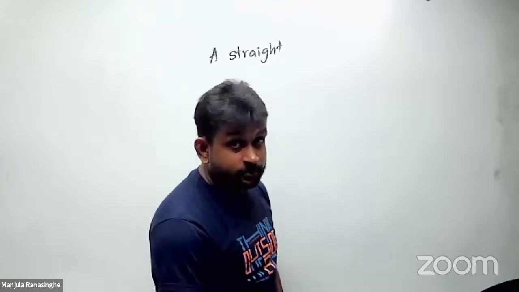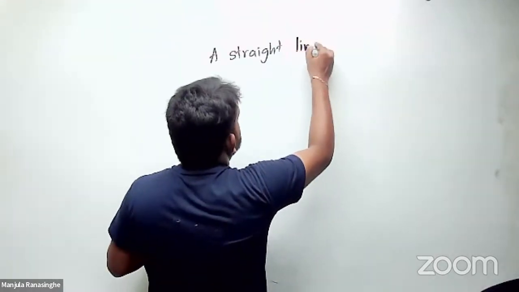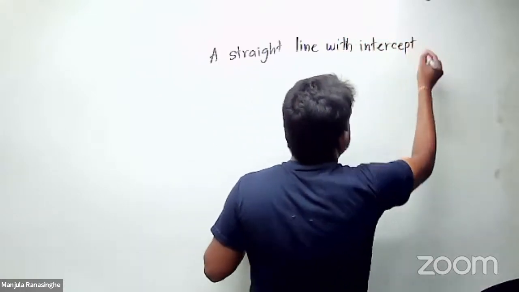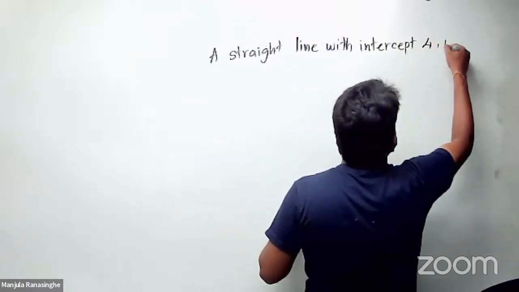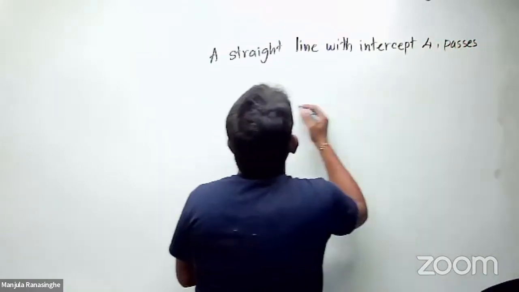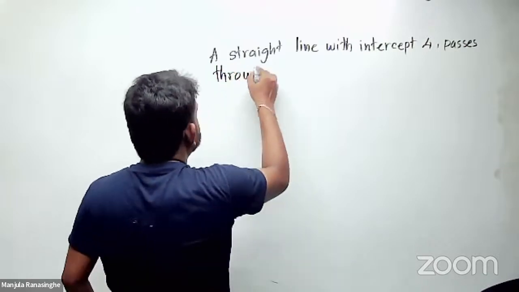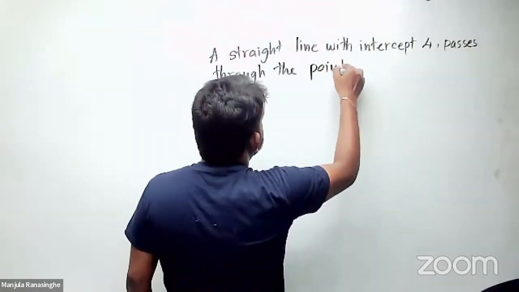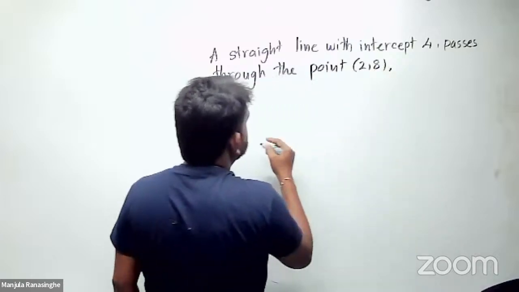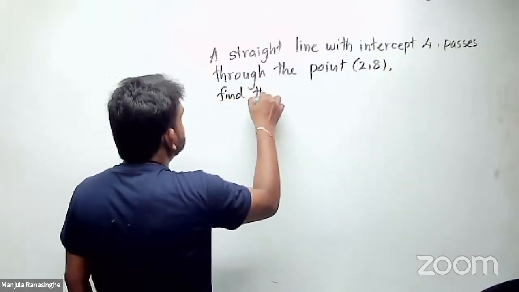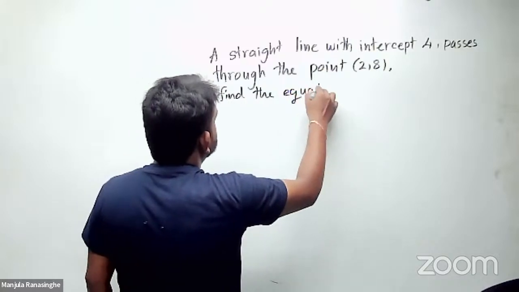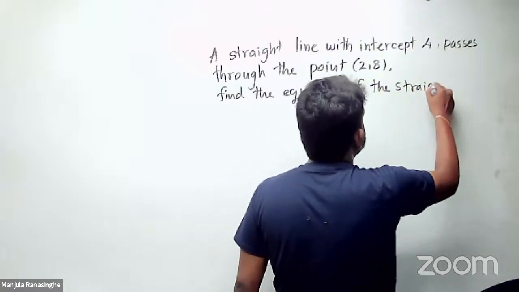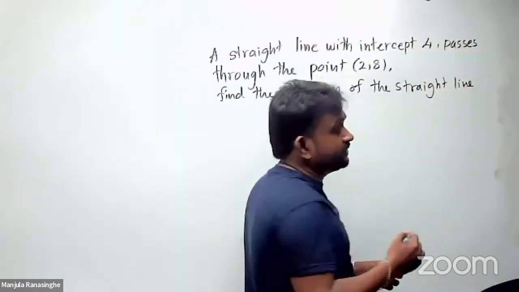Right. Write down a straight line with intercept 4 passes through the point 2 comma 8. Find the equation of the straight line. So I will do this one in two methods.